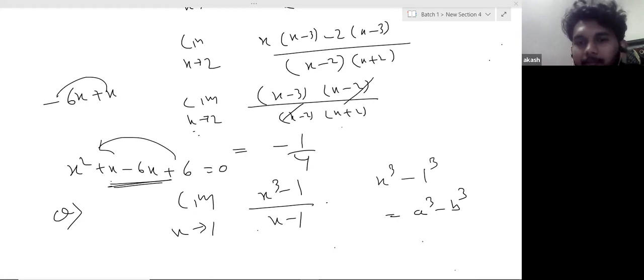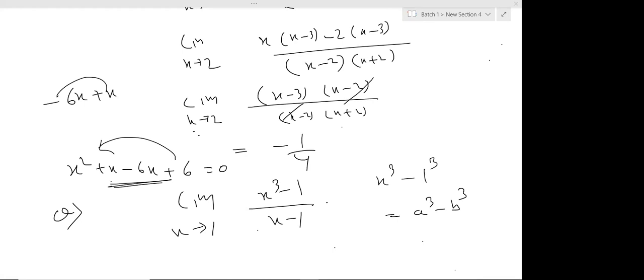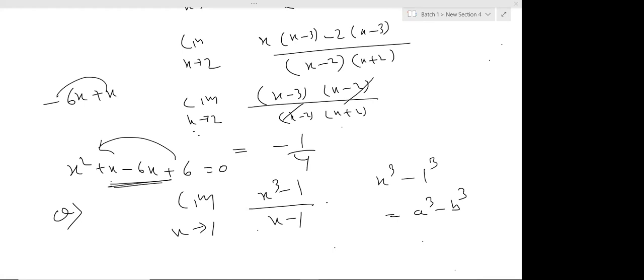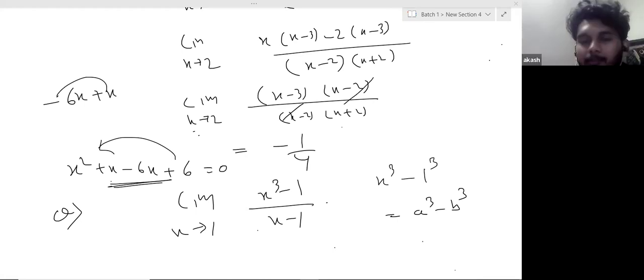Class 9th. Sir, a cube minus 3a square b. Okay, and a plus b whole cube is also... Yes, same. A plus minus b the whole cube. Right. So Shavya, what is a cube minus b cube? No, sir.